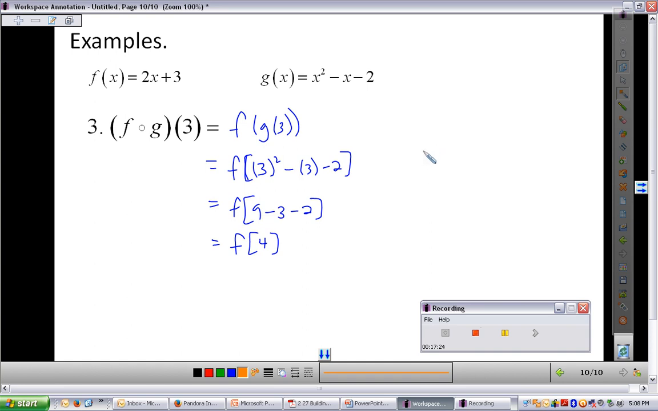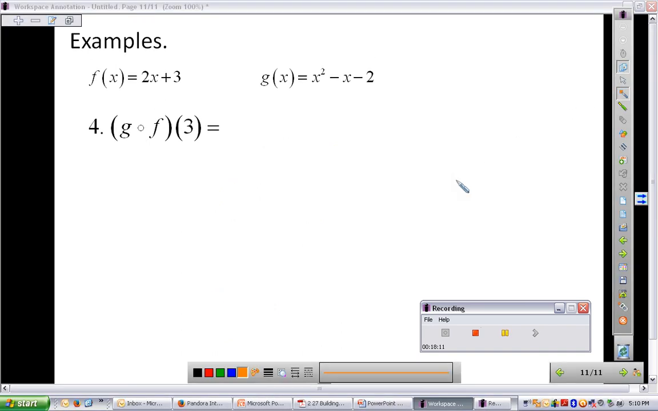So f of 4 then is going to look like this: 2 times 4 plus 3. Again, I got the f function right here. I got the 4 from g of 3. 2 times 4 is 8. 8 plus 3 is 11. So I would say that f of g of 3 equals 11. One more example.